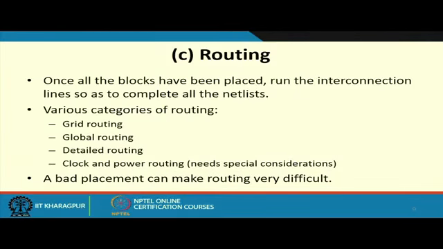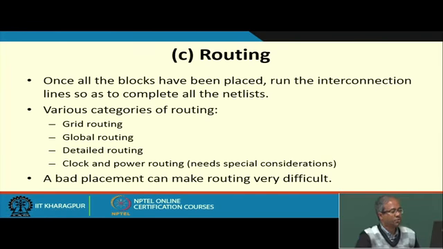Once you have placed the blocks, now comes routing. So, once the blocks have been placed, you run the interconnection lines so as to complete all the connections or the netlists. Now, there are various categories of routing, grid routing, global routing, detailed routing, clock and power routing, etc., that we can talk about. And the thing is that a bad placement can make the routing problem very difficult, as I said.